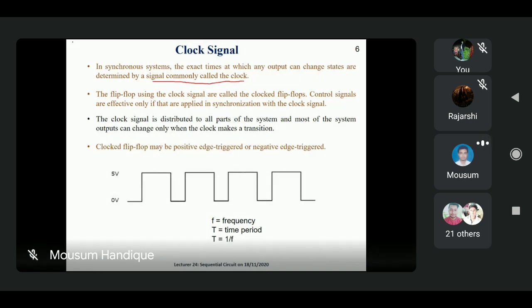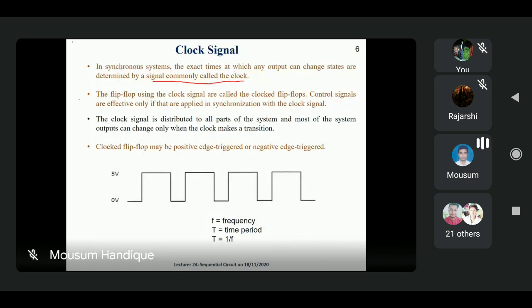Instead of depending on the input, the outputs are generated based on whether the clock signal is active or not. When we are using the clock signal, that is one type of flip flop. This signal is commonly called the clock, and with this clock signal the output of the flip flop is generated.